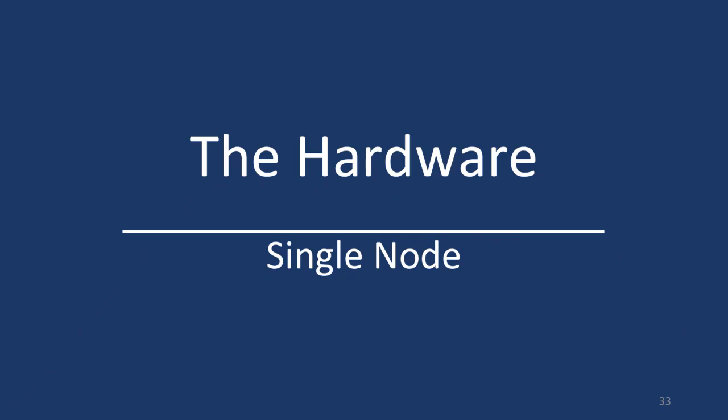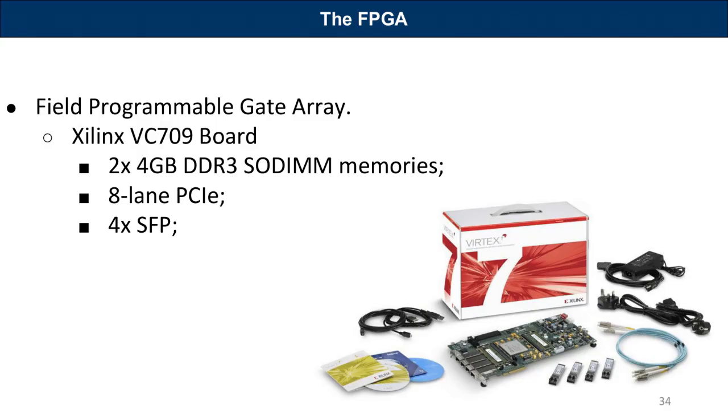On the hardware side, we also need to add support to execute on a single node and on multiple nodes. First, let's talk about executing on a single node. As previously said, we are using the Xilinx VC709 board, which is equipped with two 4GB memory chips, an 8-lane PCIe module, and 4 SFP Plus interfaces.